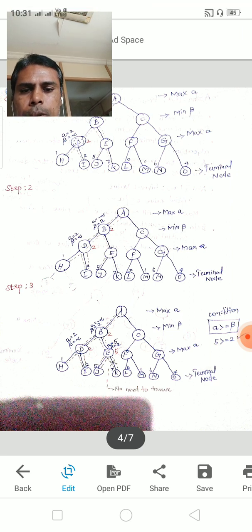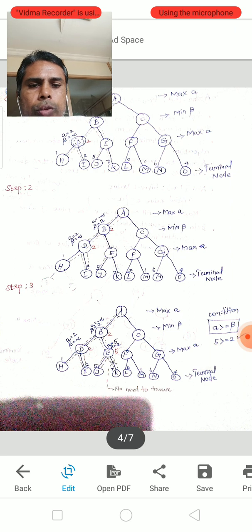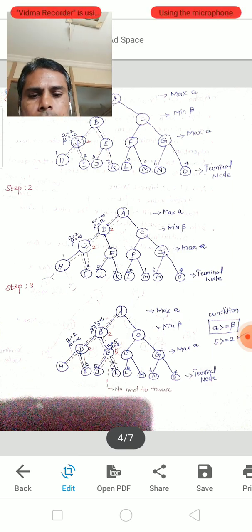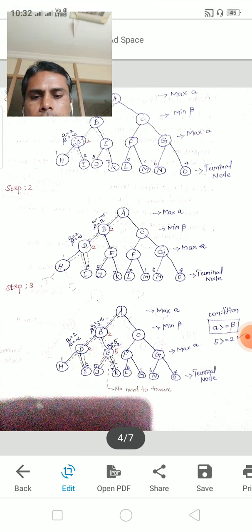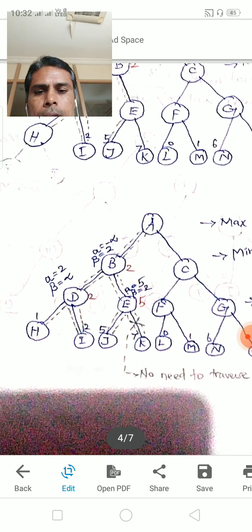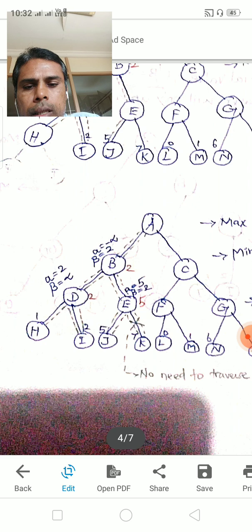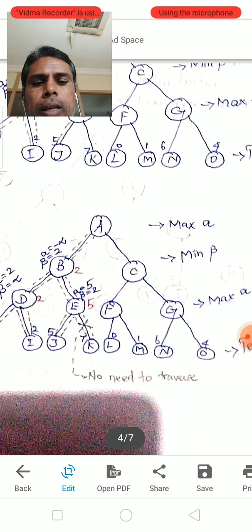And then step 2, second diagram, you have to again calculate the value of minimum value. You should update the value of minimum value beta, okay, on the second stage. And the third stage, see the diagram about the third stage. From this A, B, C, D, E, F, G, H, I, J, K, L, M and N and O.